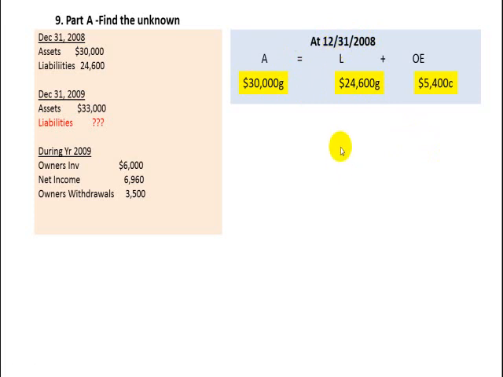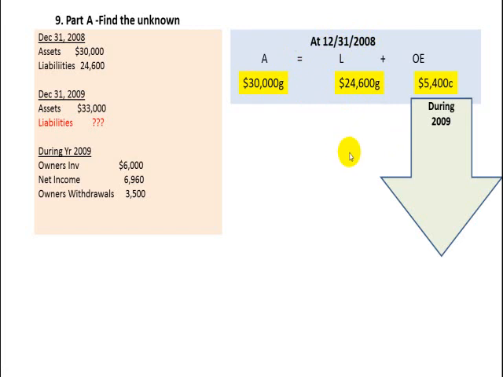Now, during 2009, the following things happened, and these things will be combined with the beginning owner's equity to find out what's happening at the end down here. So during 2009, the owner invested $6,000. That would be increasing owner's equity. The owner had net income of $6,950, which would be again an increase to owner's equity. And the owner withdrew $3,500, which would be a decrease to owner's equity.